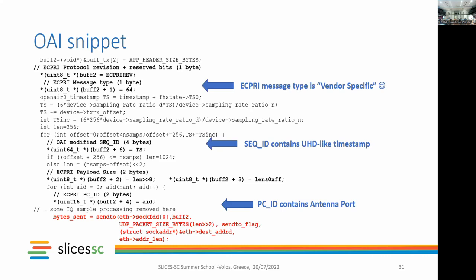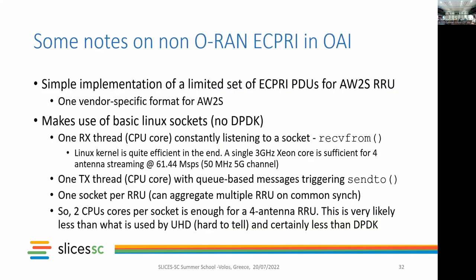ORAN is quite simple. And you can all see this code if you like. So if I look at some notes here on what I would call non-ORAN EC3, non-ORAN because we implemented this, while for ORAN we're using a second library. A simple implementation of a limited set of EC3 PDUs for this AW2S data unit. We really only use one vendor-specific format for this data unit. What that means is, if you were to take another radio unit that used EC3, for instance, a Foxconn EC3 radio unit, they do exist, you would have to get documentation from Foxconn to understand how they did the protocol. You see if it's different in this or not.